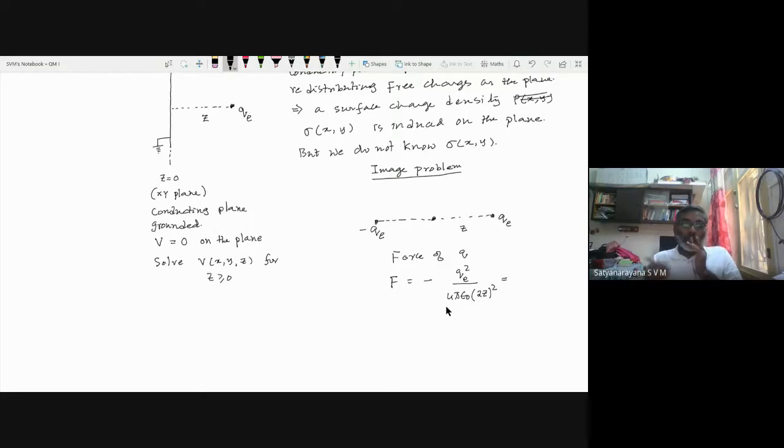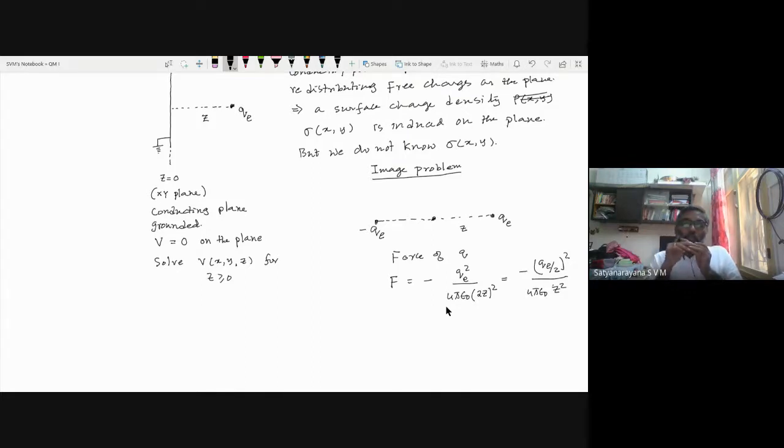So this is equal to, I can write this as minus QE by 2 the whole square divided by 4 pi epsilon naught into z square. Okay. Whatever 2 is there in the denominator, I just sent it to the numerator. So I will write this as QE by 2.